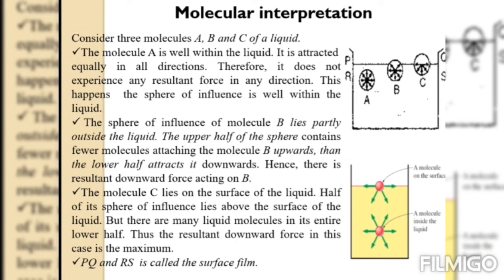The third molecule C lies on the surface of the liquid. Half of its sphere of influence lies above the surface of the liquid, but there are many liquid molecules in its entire lower half. So the resultant downward force in this case is maximum. We can draw a plane RS parallel to PQ. PQ and RS together are called the surface film. All the molecules in the surface film are pulled downward due to cohesive force between the molecules.